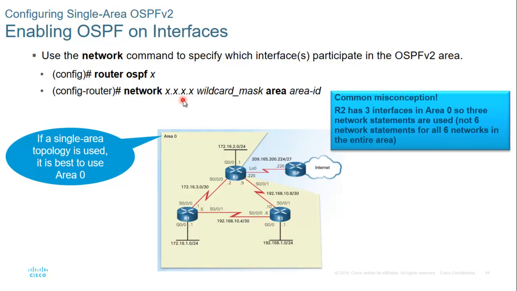Network followed by network address, the wildcard mask, the area, and then the area number or area ID. If a single area topology is used, it is best to use area 0. A common misconception: R2 has 3 interfaces in area 0, so 3 network statements are used, not 6 network statements.